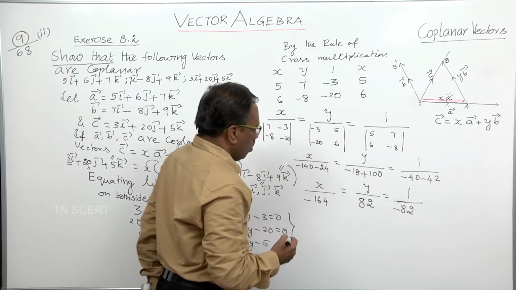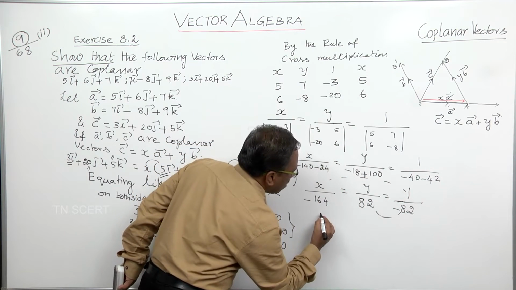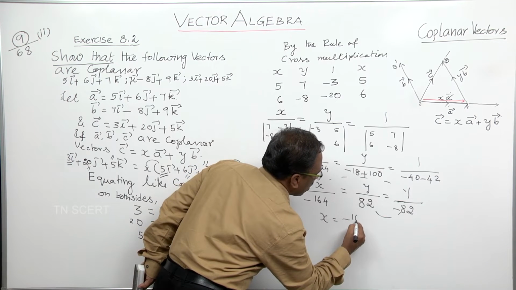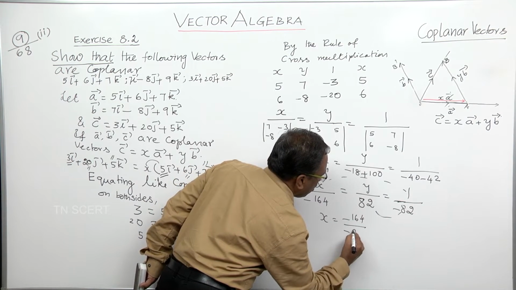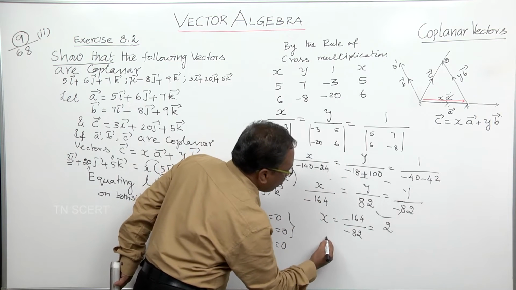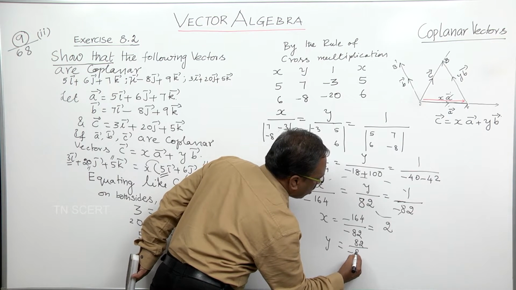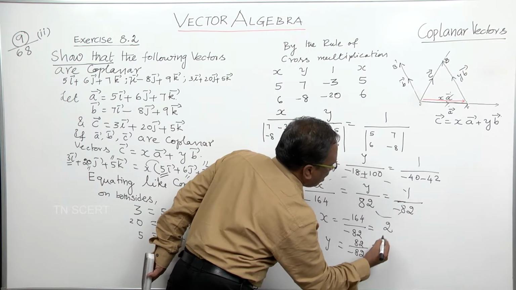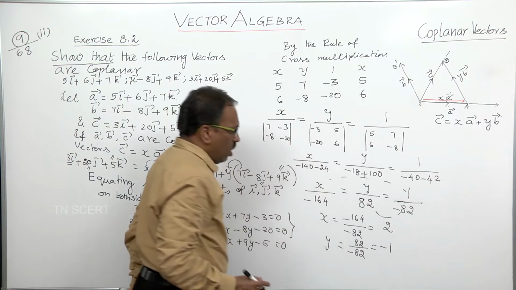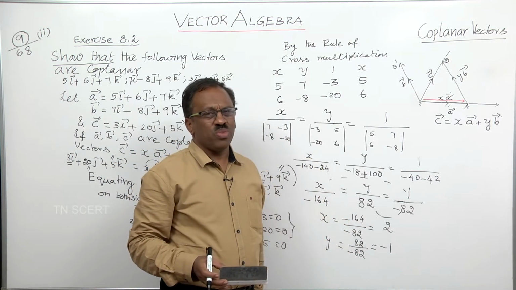Okay. Now, for each part we have to take the components. So, x is equal to negative 164 by negative 82, which comes to 2, and for y it is 82 divided by negative 82, which comes to negative 1. Now, we found out the values for x and y as 2 and negative 1.